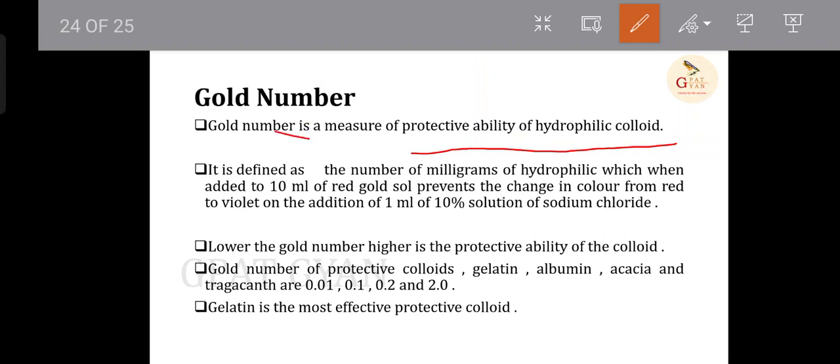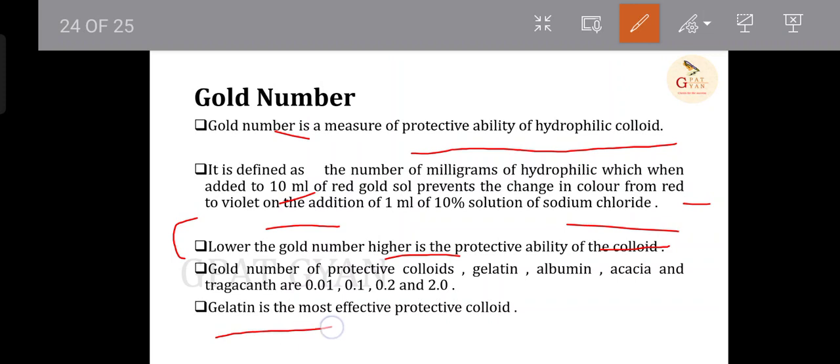So this is defined as the number of milligrams of hydrophilic colloid which, when added to 10 ml of red gold sol, prevents the change in color from red to violet on the addition of 1 ml of 10% sodium chloride solution. This particular statement and definition you have to remember: the 10 ml red gold solution that prevents, and 1 ml of 10% solution. The particular term you have to remember, the number. Okay, the lower the gold number, the higher the protective ability of the colloid. That is also an important line.